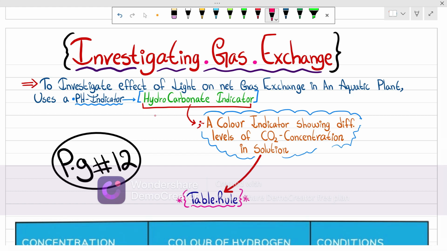Investigating gas exchange. To investigate the effect of light on net gas exchange in an aquatic plant, aquatic meaning a water plant, we use a pH indicator. The pH indicator used in our syllabus is the hydrogencarbonate indicator. This is a color indicator that shows different levels of carbon dioxide concentration in the solution.